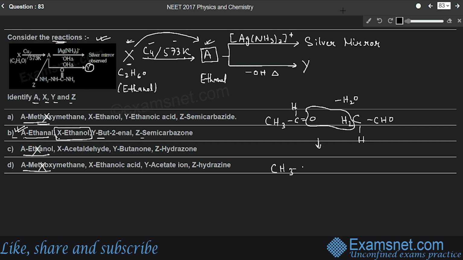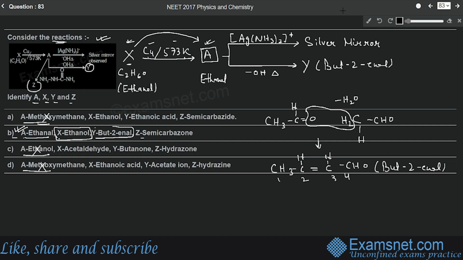So CH3CH double bond CH, then CHO. Okay, and what is this? This is but-2-enal, because 4 carbons are there. So 1, 2, 3, 4, and at second position we have a double bond. So but-2-enal. Okay, so Y should be but-2-enal. Let's check if it is given in option B. Yes, Y is but-2-enal. Now we have to check for Z, that is the last one.